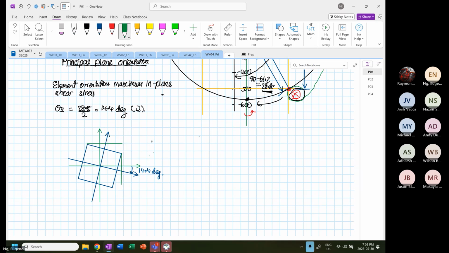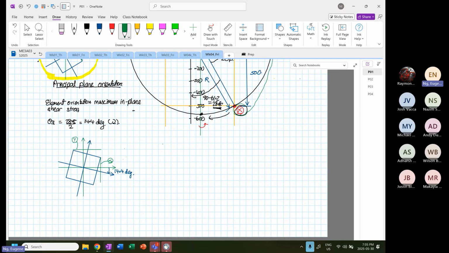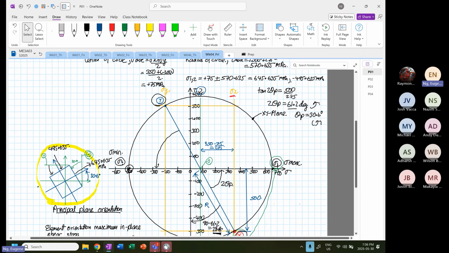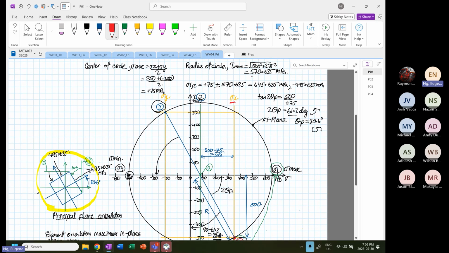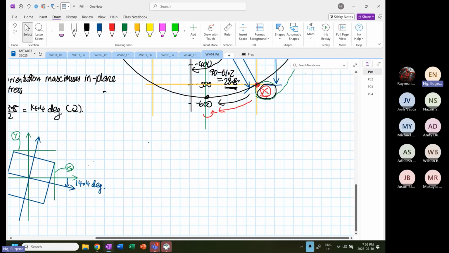Okay. So we know that originally, this is our X, right? And this is our Y. Okay. So when X is rotated from point X, you rotate 28.8, right? And you have a maximum shear stress. We know the magnitude, which we calculated. The magnitude will be equal to 570.635.